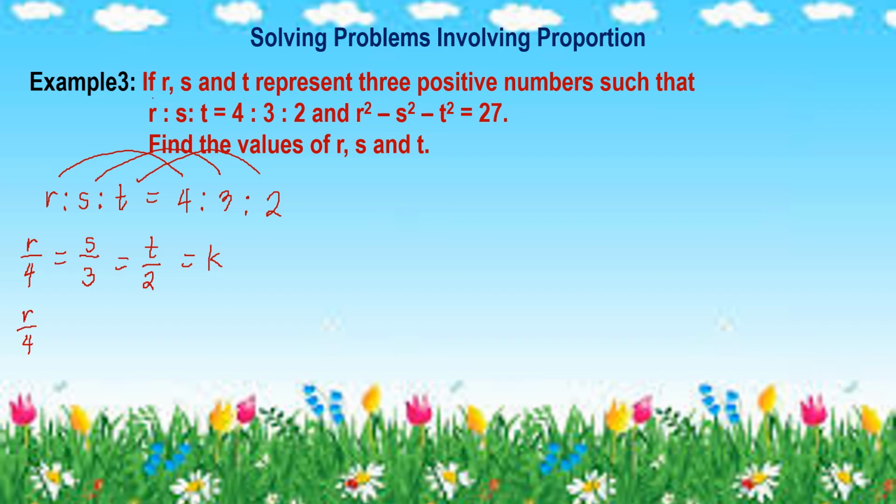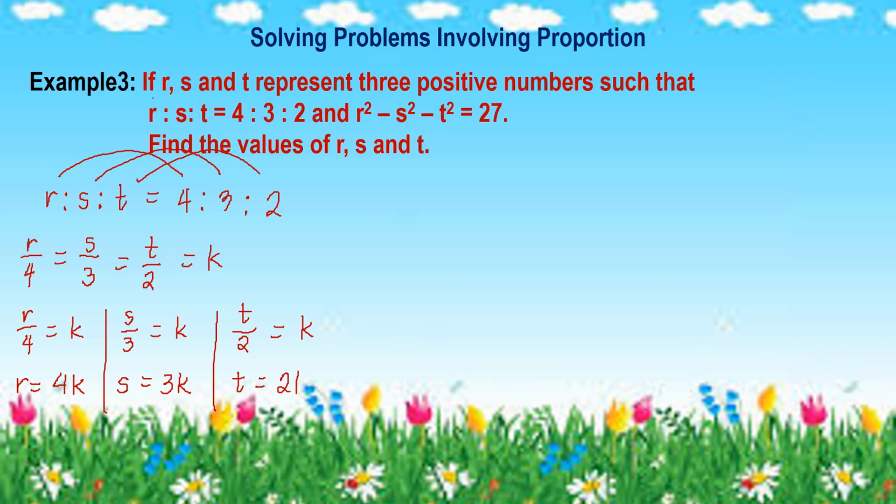So each we will equate to K. R is to 4 is equal to K. S is to 3 is equal to K. And then T is to 2 is equal to K. Now solve for R, S, and T. By cross product property, R is equal to 4K. By cross product property, S is equal to 3K. And by cross product property, T is equal to 2K.